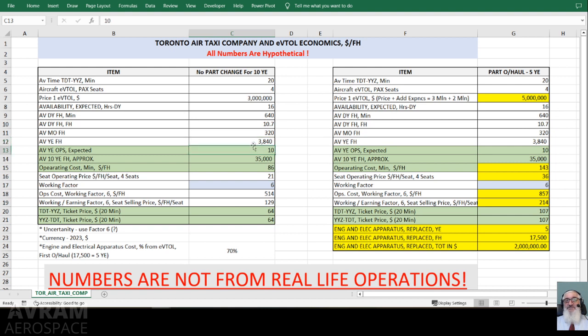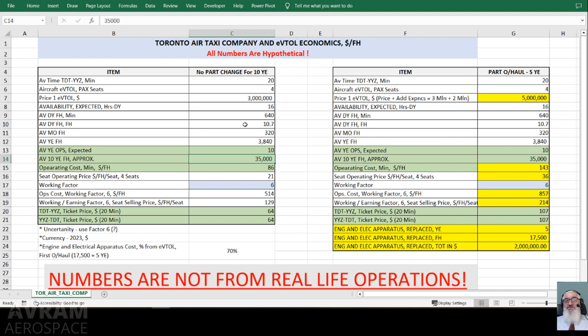Let's say we are going to fly 3,840 flight hours per year. I put here expected operation of 10 years, from 2030 to 2040. I'm projecting approximately 35,000 flight hours over these 10 years. I understand that if we multiply 10 by 3,840 flight hours, it gives us 38,400 flight hours. But I said that for the next 10 years of operations, we might have some maintenance downtime or operation downtime. And I said, let me keep it simple. So we are projecting 35,000 flight hours.